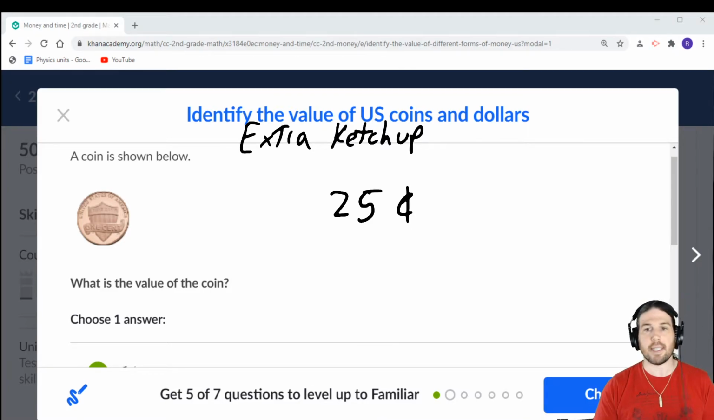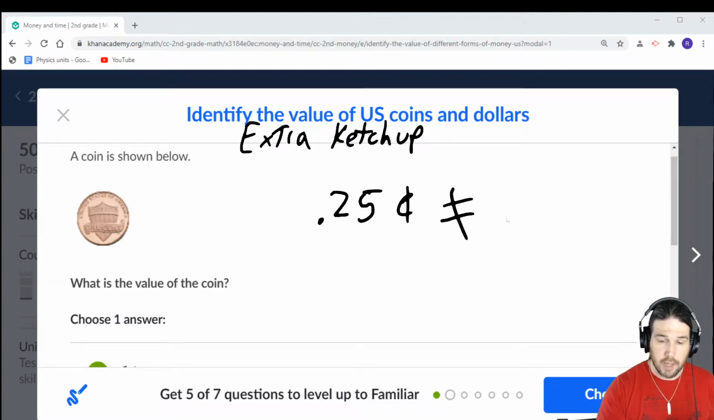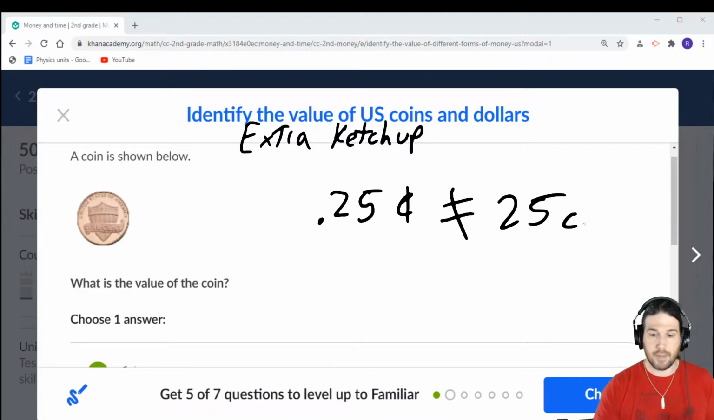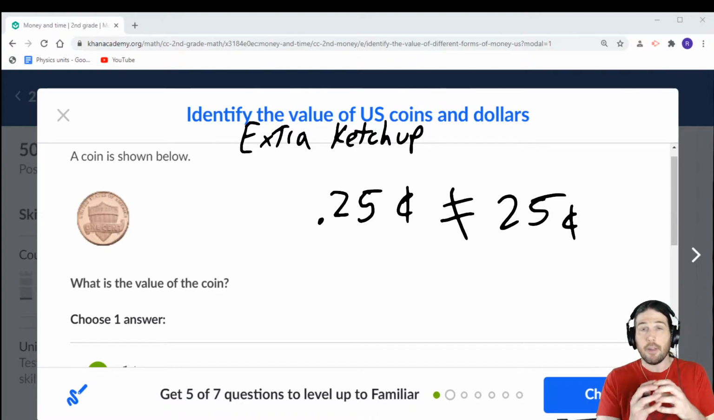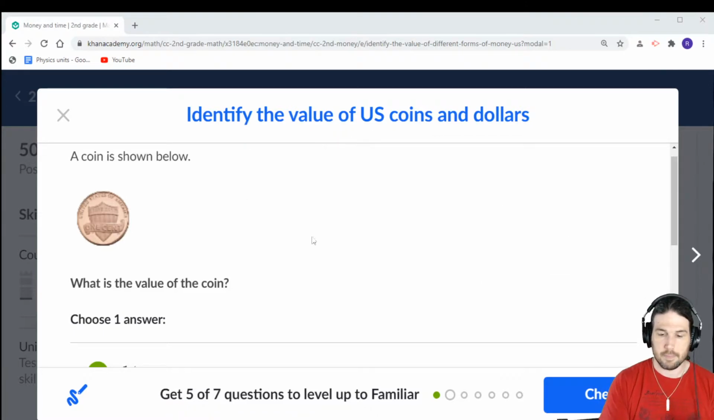But also, I see this all over the place, which is why I'm bringing it up. Units matter. There are 100 cents in a dollar, so 25 cents and 0.25 cents are not the same thing. They just aren't. They are very, very different. You can't just mix the two notations together. They're not compatible. If I say 0.25 cents, I'm saying a quarter of a cent. Anyway.